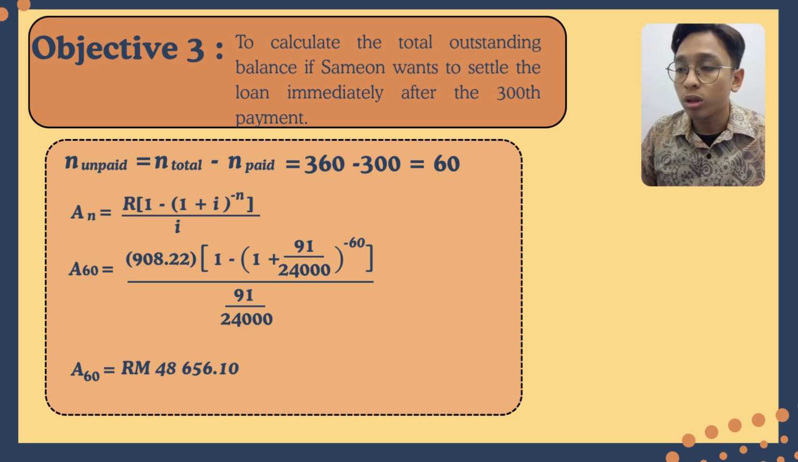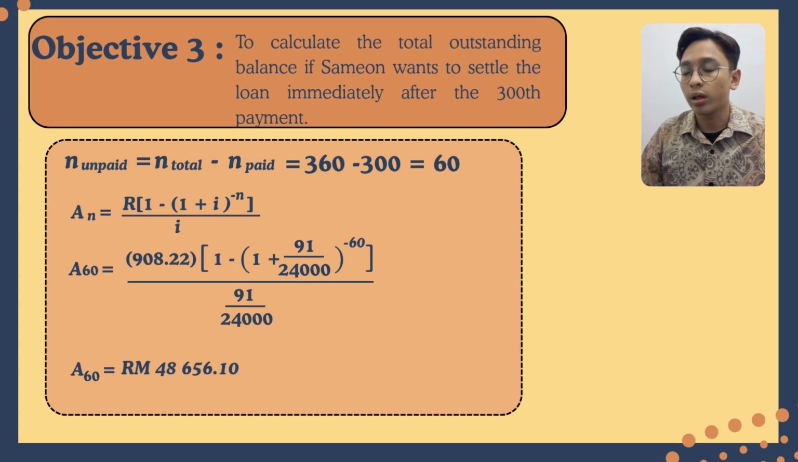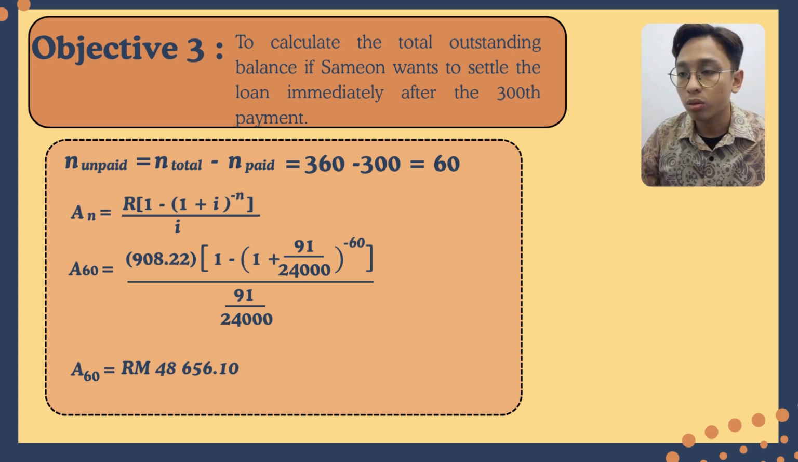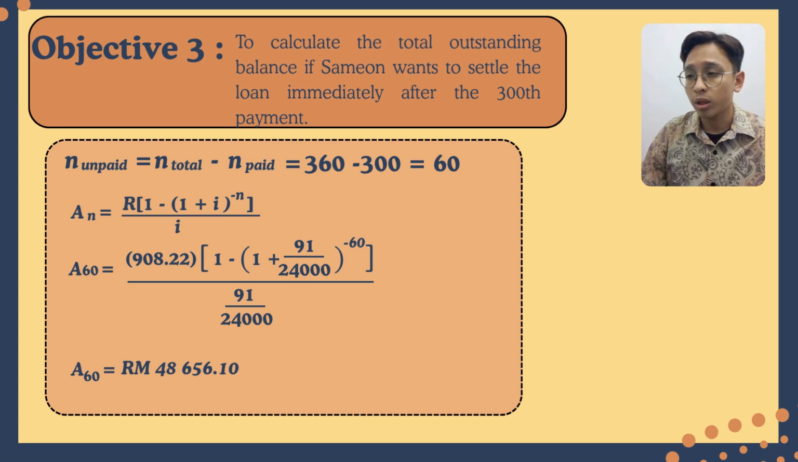For objective 3, we must calculate the total outstanding balance if Samion wants to settle the loan immediately after the 300 payment. First, N unpaid equals N total minus N paid, equals 360 minus 300, equals 60. A60 equals bracket 908.22 bracket 1 minus bracket 1 plus 91 per 24,000 power of negative 60 divided by 91 per 24,000. A60 equals RM 48,656.10.